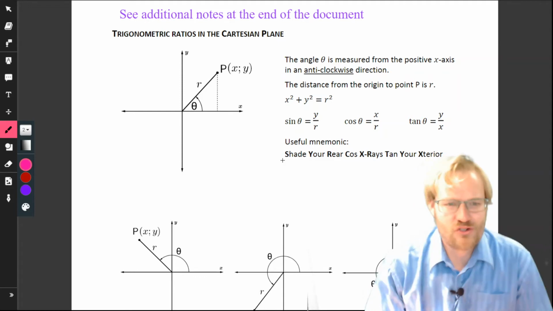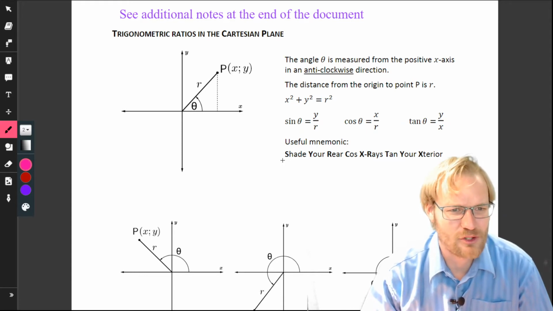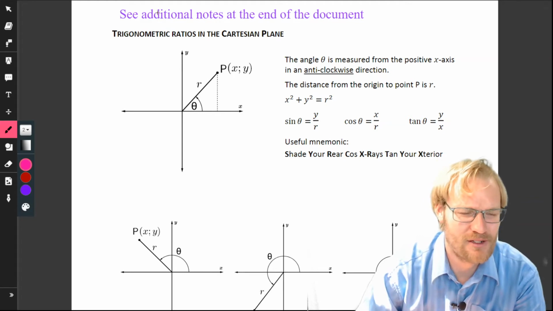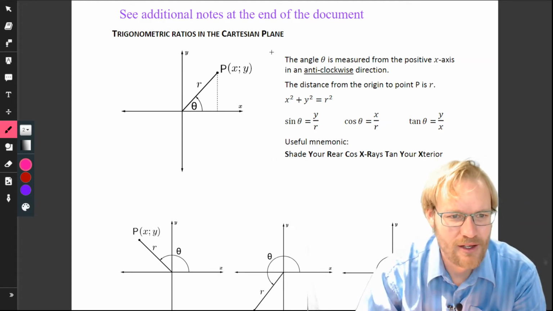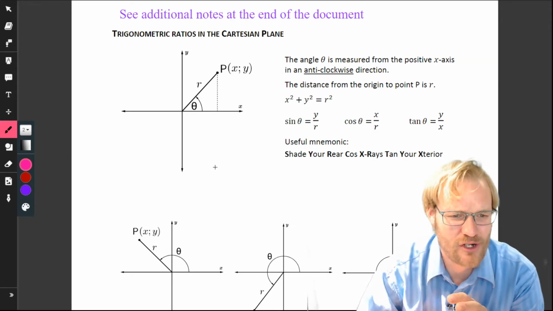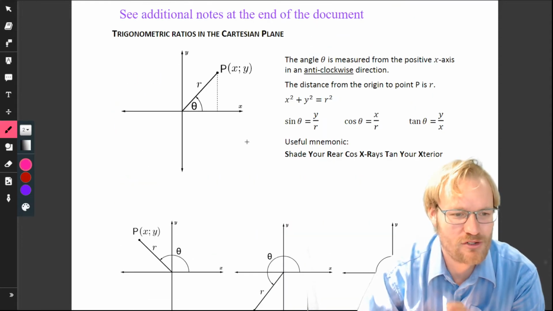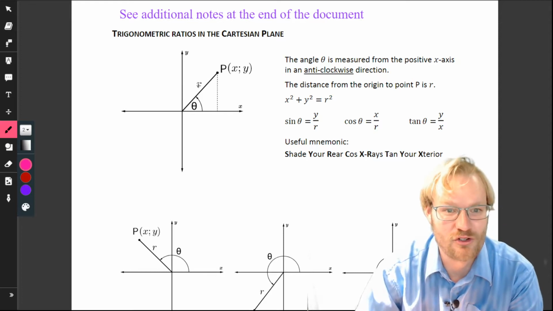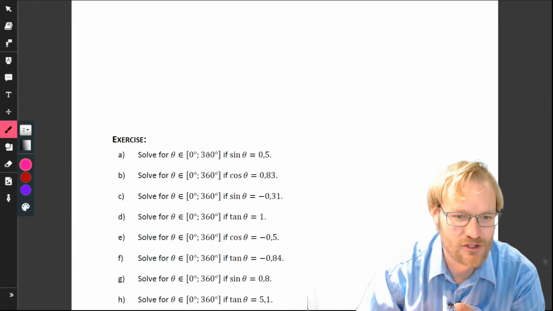So we're looking at trigonometric ratios. Trigonometric ratios in the Cartesian plane. And for this one, I'm going to make additional notes at the end of this document and go through it that way. And the point of this is to say, well, we've been looking at triangles all this time. Triangle, triangle, triangle, triangle. But trigonometry is amazing in that we could transfer it and use it on the Cartesian plane. And let's see how that might work.